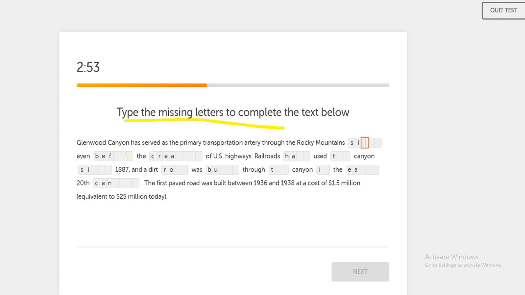One more thing, after you have answered all the blanks, after you have typed all the missing letters, read the entire thing again to check whether what you have typed makes sense. कुछ बात बन भी रही है कि नहीं. So you should also ensure that it's a meaningful sentence. Don't write anything that comes to your mind.